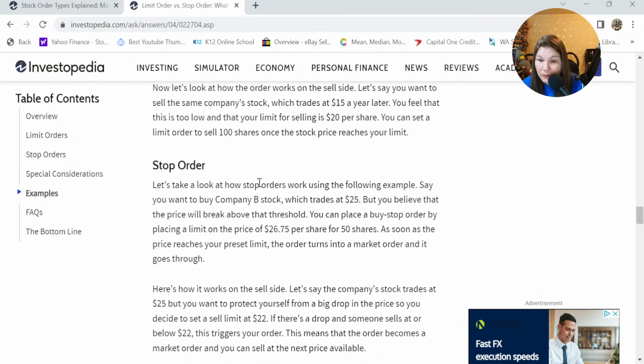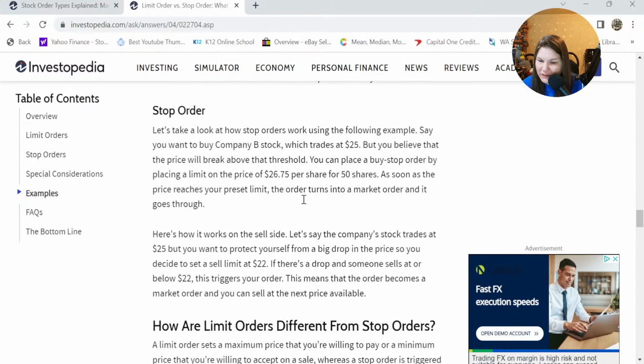Now let's take a look at how stop orders work using the following example. Say you want to buy company B stock, which trades at $25, but you believe the price will break above that threshold. You could place a buy stop order by placing a limit on the price of $26.75 per share for 50 shares. As soon as the price reaches your preset limit, the order turns into a market order and it goes through. Here's how it works on the sell side.